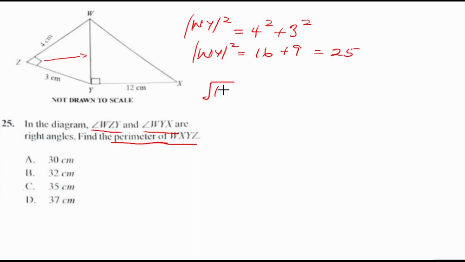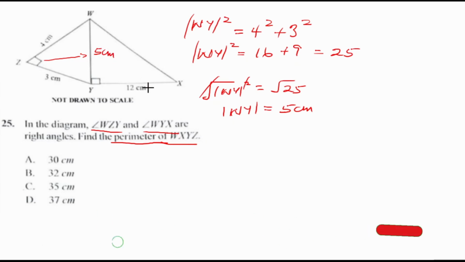the length WY all squared should be equal to the square root of 25, because we are balancing. So whatever we do to the left, we do to the right. The square root cancels the square. So we're left with the length WY equal to 5 centimeters. Right, so that gives us this side to be 5 centimeters.